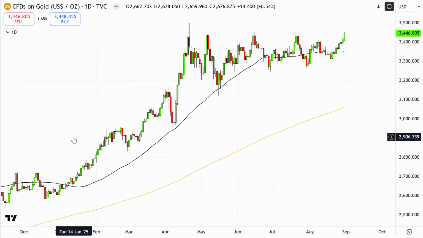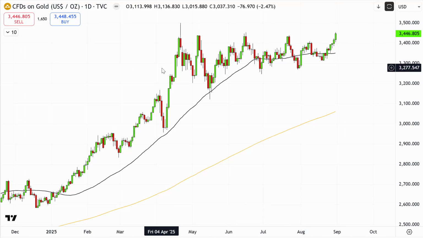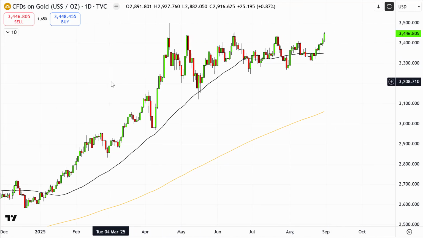So I'm going to use this chart of gold here. It's quite a timely chart going on here with gold breaking up there yesterday. So there are various reasons to scale into trades, but I'm going to talk about two.